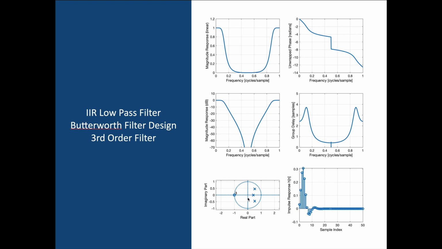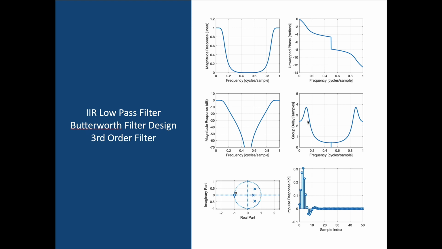It's interesting to look at the pole-zero plot. This has 3 zeros stacked up at negative 1. And then the poles are over here near low frequencies. And they're arranged so that we get a nice monotonic response in the pass band and a monotonic response out here in the stop band. This is called a Butterworth filter. It's a third order filter. It's stable. The poles are inside the unit circle. Everything looks good. You can see the phase response and the group delay over here.